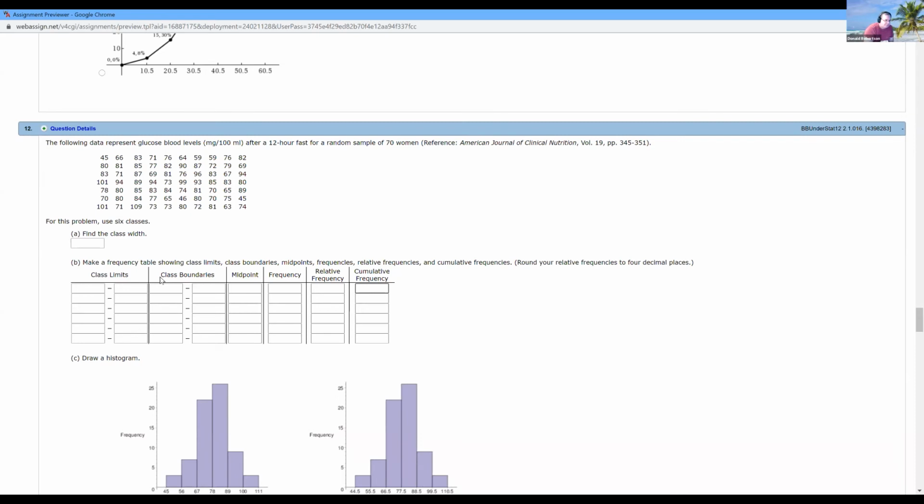And it's not your fault, it's not my fault. We'll have to just blame the book. It says, find the class width. So technically, the class width in this case is going to have to be 10.7. I'm not really satisfied with that, but I'm going to have to do what I can. This is what happens when you let computers make these questions. Isn't my first group going to be 45 up to 55.7?